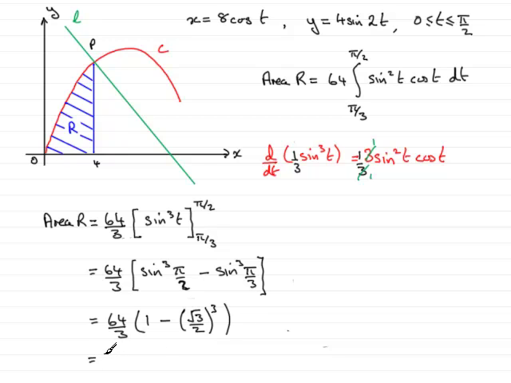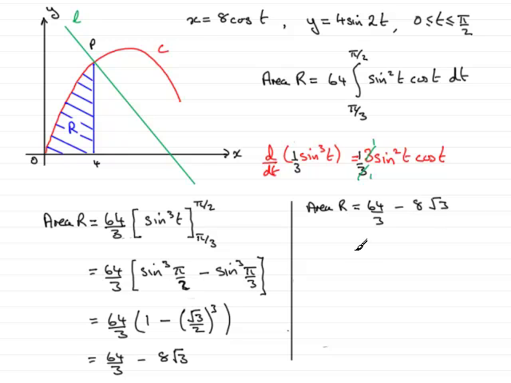So working this out, we have 64/3 multiplied with the 1 is 64/3. Now root 3 upon 2 all cubed is going to be 3 root 3 upon 8, and if you multiply it with 64/3, what you should find you get is minus 8 root 3. So we have that the area R then equals 64/3 minus 8 root 3.